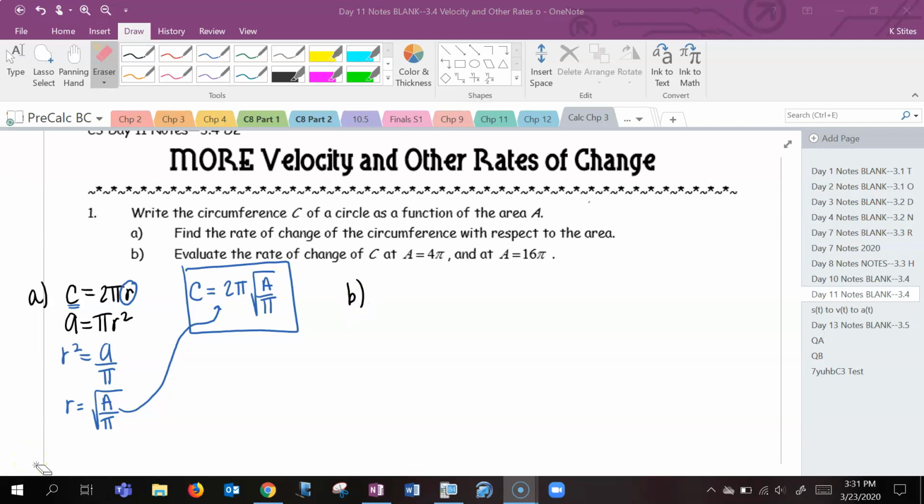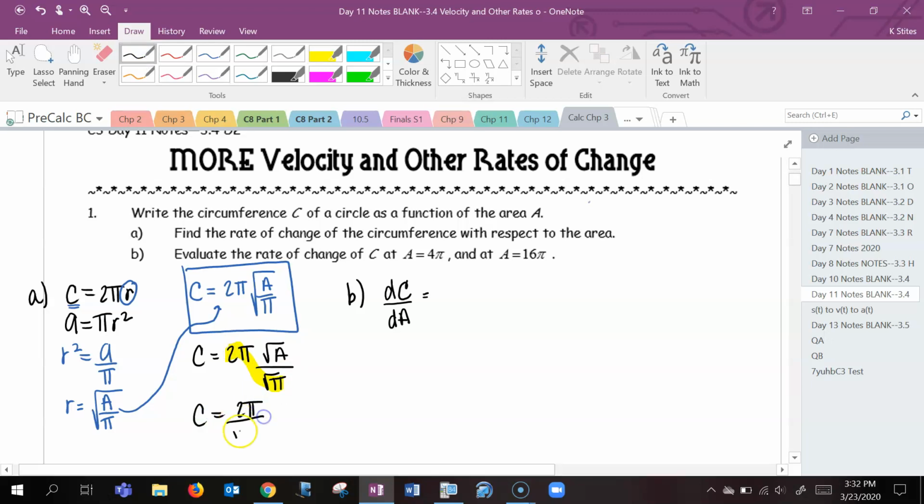Now we're going to find the rate of change of the circumference with respect to area. So that's going to be dC/dA. Before I do that, let's clean this up a little bit. I'm going to rewrite this as 2 pi times root A over root pi. These are my constants, so I'm just going to rearrange this. And then A would be to the 1/2 power, because it's a square root.